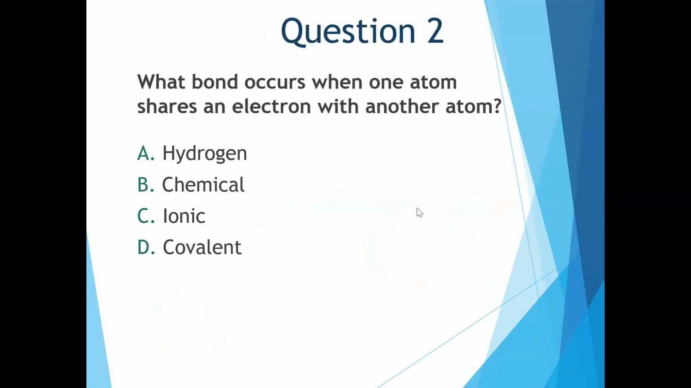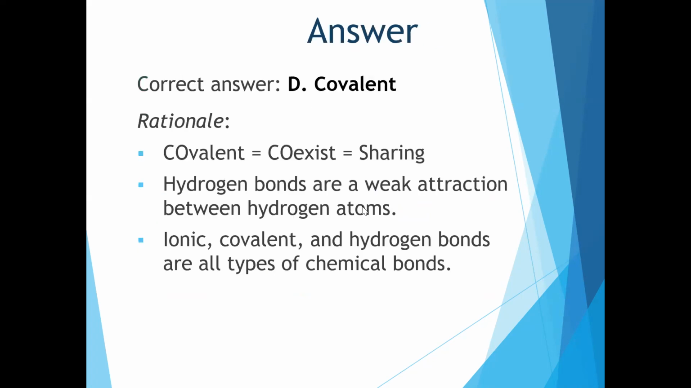All right, this brings us to question 2. What bond occurs when one atom shares an electron with another atom? I know we just went over this, but take a second and think about it. Okay, covalent would be the correct answer. Remember, they actually share between the two.